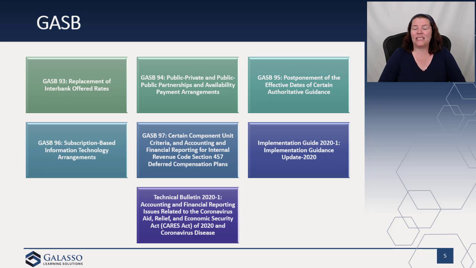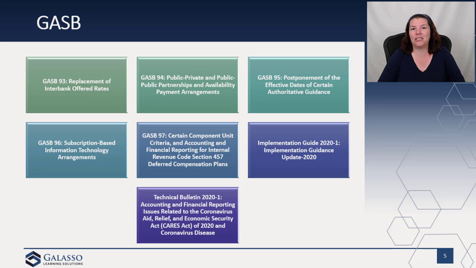GASB 96 is SBITAs, or subscription-based IT arrangements. This is providing guidance on cloud computing and hosting arrangements for governmental entities. So FASB has 2 ASUs out there addressing that, but GASB was silent and they did not want to use the FASB guidance. And so they have issued very similar guidance to what we would use for leases for the subscription-based IT arrangement.